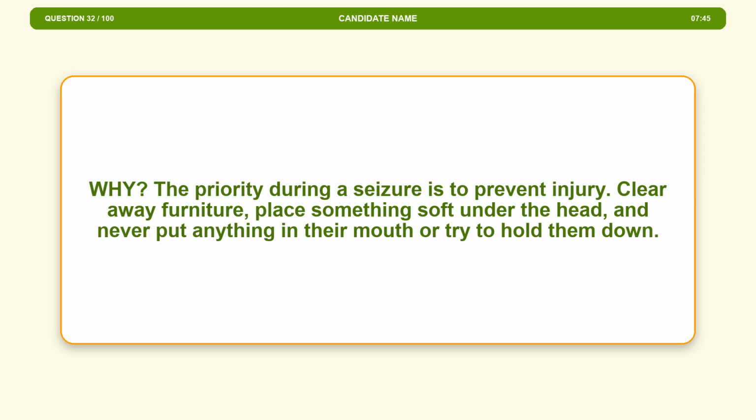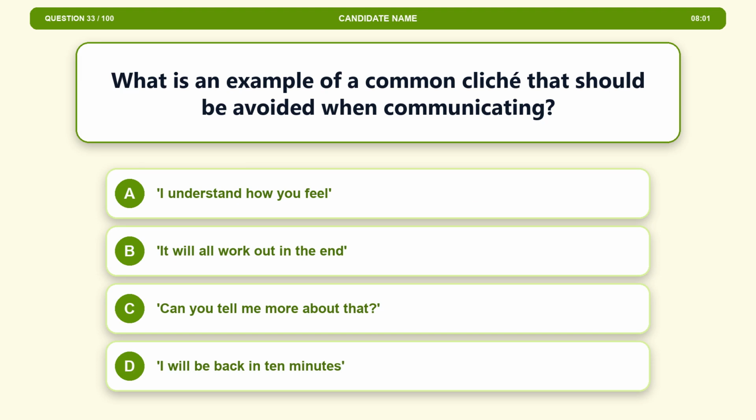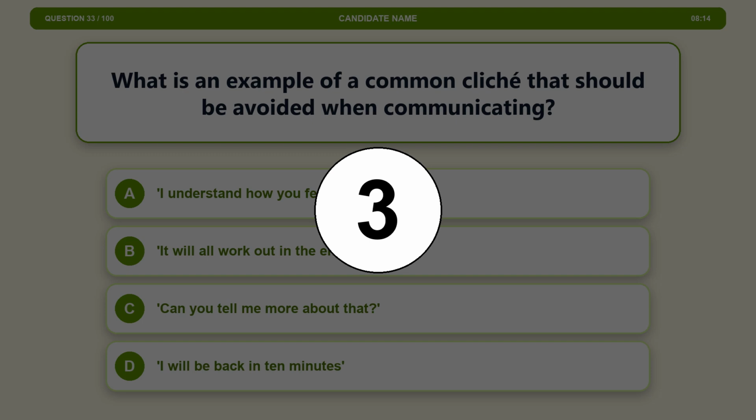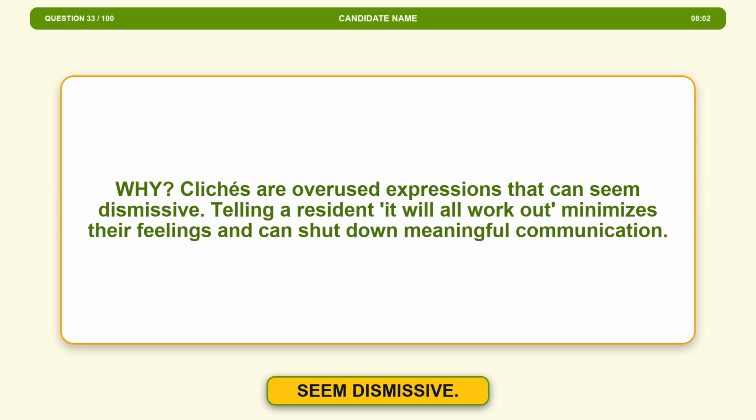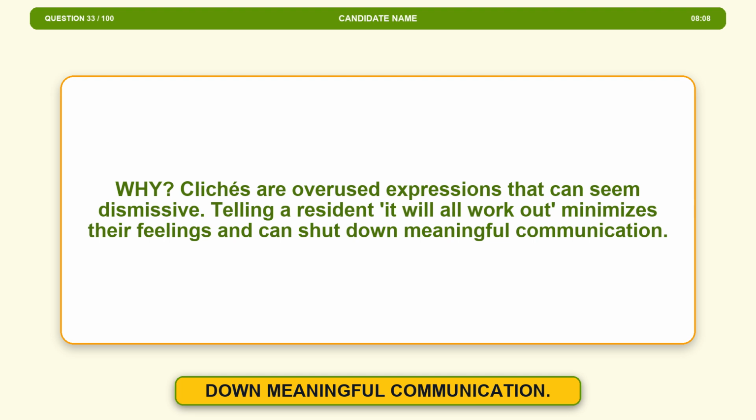Question 33. What is an example of a common cliché that should be avoided when communicating? Option A, I understand how you feel. Option B, it will all work out in the end. Option C, can you tell me more about that? Option D, I will be back in 10 minutes. The correct answer is option B, it will all work out in the end. Clichés are overused expressions that can seem dismissive. Telling a resident it will all work out minimizes their feelings and can shut down meaningful communication.